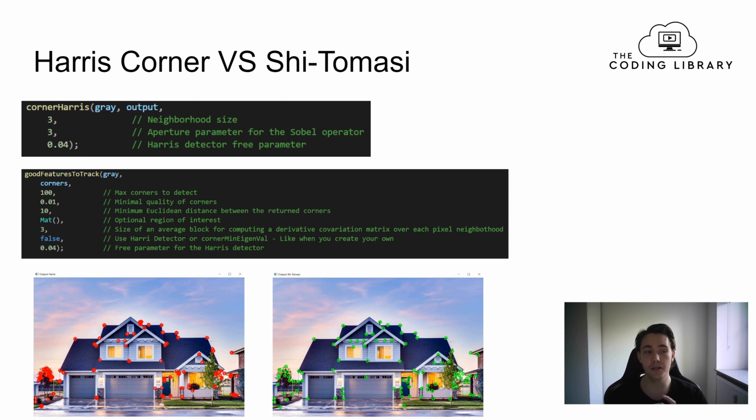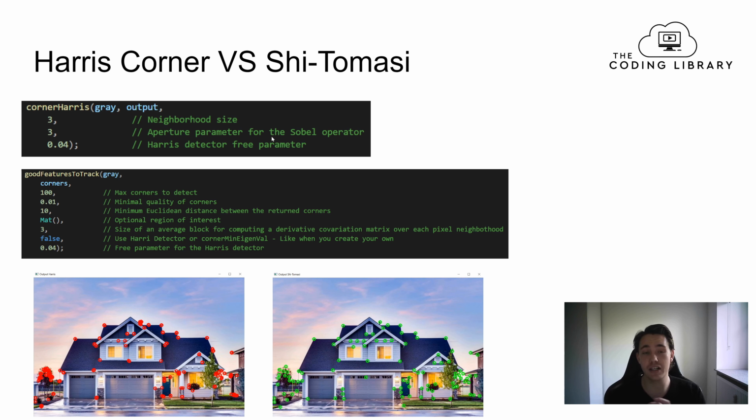When we're going to compare the Harris corner detector versus the Subpixels, we can actually see the code for implementing these algorithms or methods in OpenCV. The first one is cornerHarris, where we just specify the input image, and then we specify the output image where we're going to show the corners that we're detecting. And then we need to specify the neighborhood size, the aperture parameter for the subpixel operator.